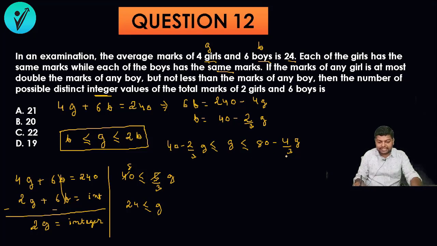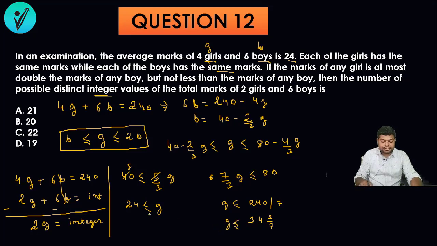Similarly, if you solve this inequality, move this to that side. So we'll have 7 by 3 g should be less than 80, or the value of g should be less than 240 by 7. Approximately, what is the value of 240 by 7? 21 will be 3 times, then we have 30, so 34 2 by 7 times.